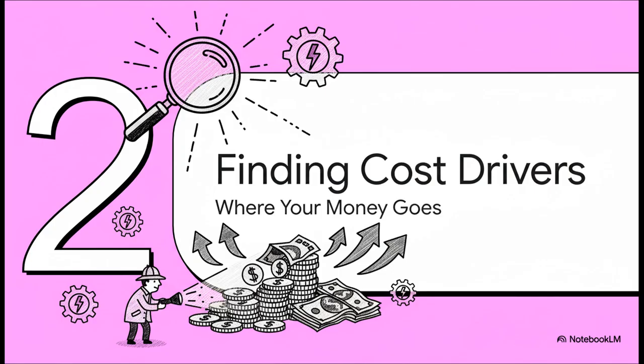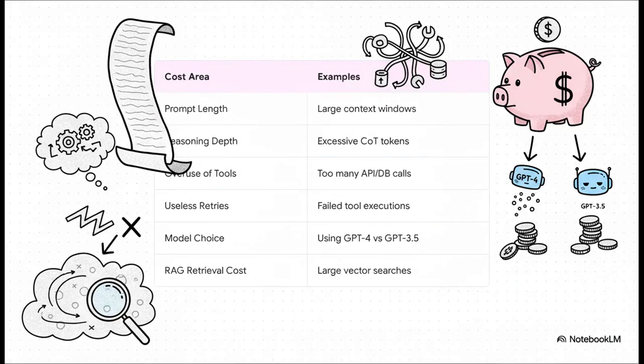Okay, so we've seen the usual suspects, all the general sources of cost. Now it's time to get a lot more specific. We're moving from knowing what can cost money to finding out exactly why it's costing us money. And this is where you really need to look at your own system.